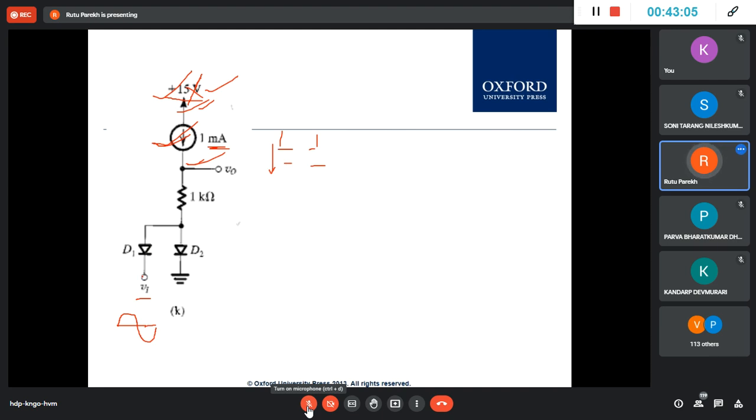Now you start with the positive half. Never forget this principle. If you are starting with the positive half, as you can see, the current will go through this. So how much voltage will be developed here? This is 1K, this is 1 milli, so 1 volt will be developed here. This terminal is 1 volt.